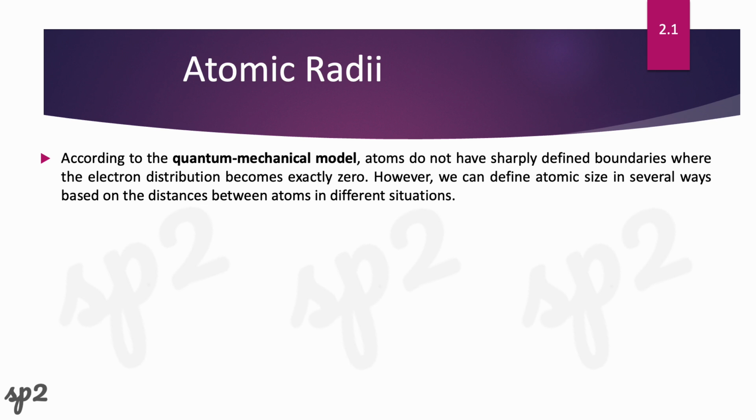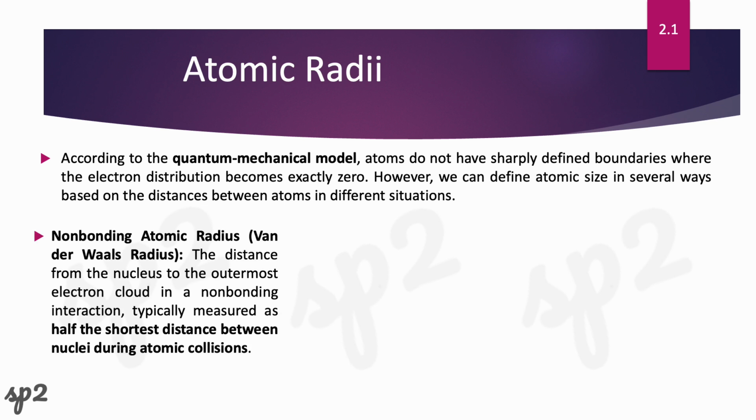If you remember from the quantum mechanical model, we said that atoms do not have sharply defined boundaries where the electron distribution becomes exactly zero. However, we can still think about different ways that we can define the atomic or even the ionic size.